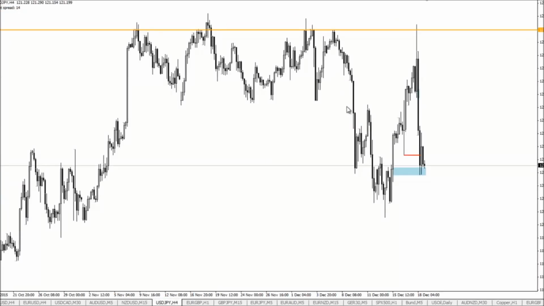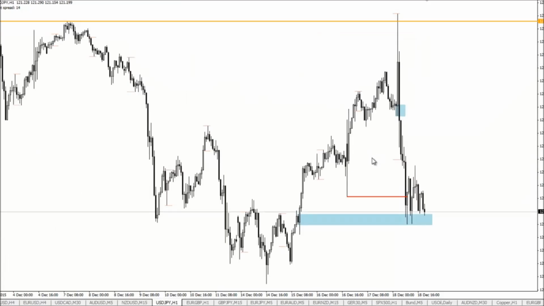I still think this dollar yen is going to go down a lot further. And again, consider that there's a lot of liquidity starting to build up above here. I hate it when that happens, like every time it goes down. But like I said, when you're day trading, you don't even have to worry about that. It's only when you're swing trading.